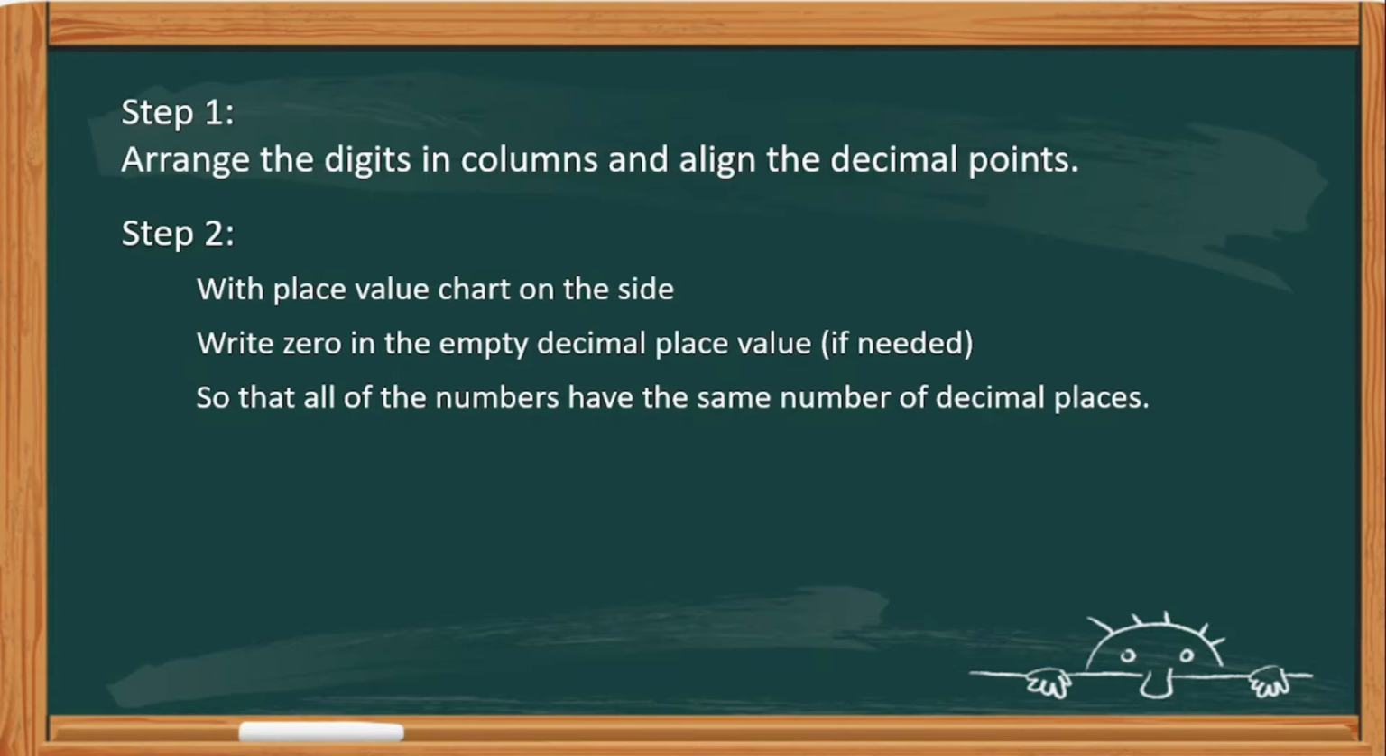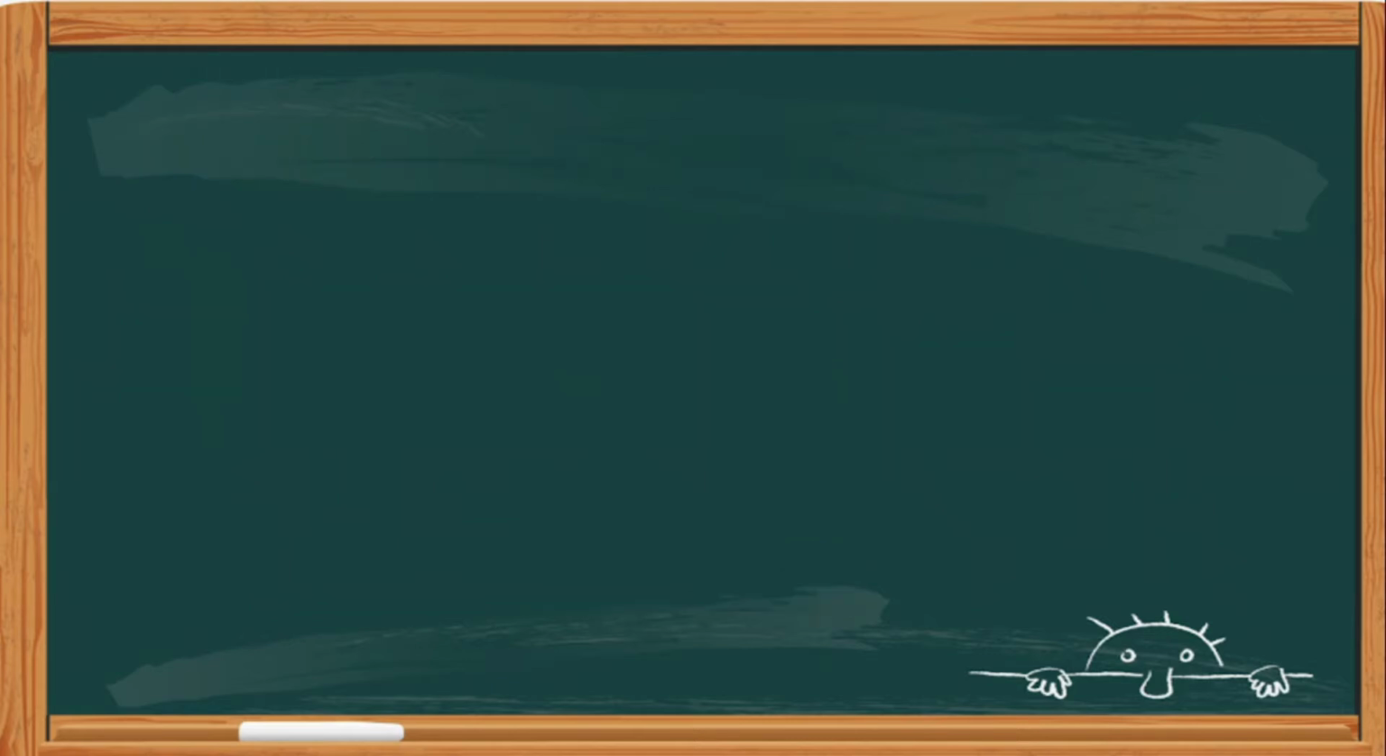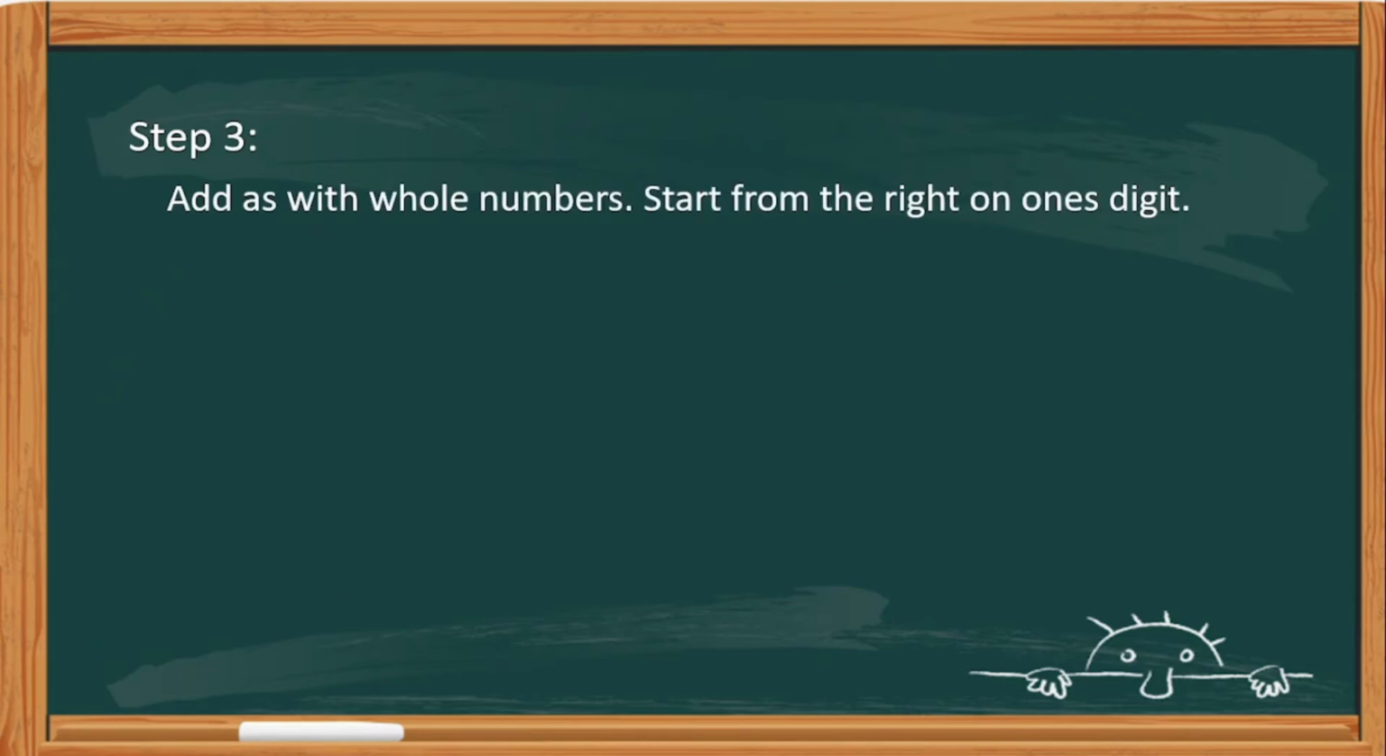With place value chart on the side, write 0 in the empty decimal place value if needed, so that all the numbers you have the same number of decimal places. 0.2500, 0.0300, 0.0756. Step 3. Add as the whole numbers, start from the right on the ones digit.